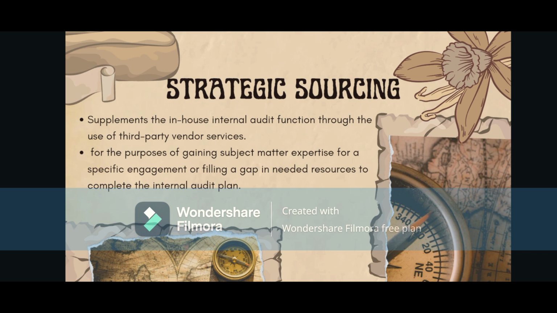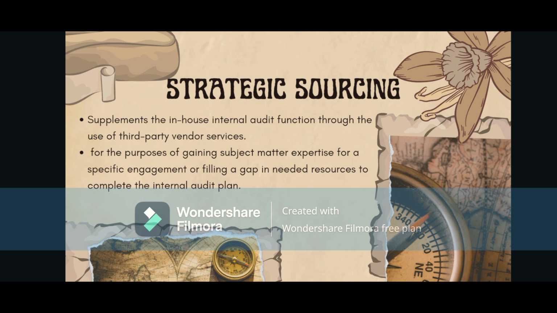Strategic sourcing, referred to as co-sourcing or outsourcing, allows the CAE to optimize both the skill base and the financial considerations related to staffing. This supplements the in-house internal audit function through the use of third-party vendor services, for the purposes of gaining subject matter expertise for a specific engagement or filling a gap in needed resources to complete the internal audit plan. So, what about these third-party vendors?